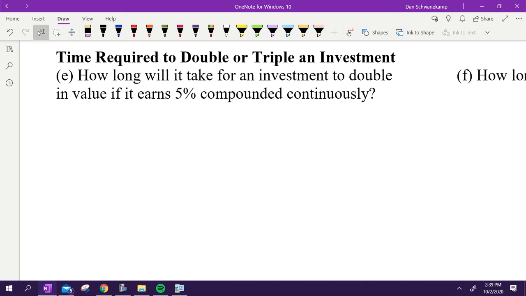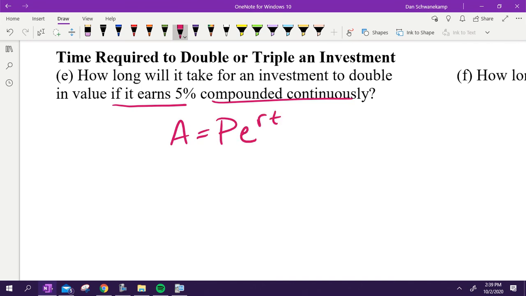Time required to double or triple an investment. How long will it take for an investment to double if it earns 5% compounded continuously? Okay, so compound continuous, boom. We know we're going to this formula right here. 5%. All right, cool. That's my interest rate. So 0.05. What am I searching for in the end here? T. Yeah, how long? So I'm looking for T. They didn't give me A or P. Alex?